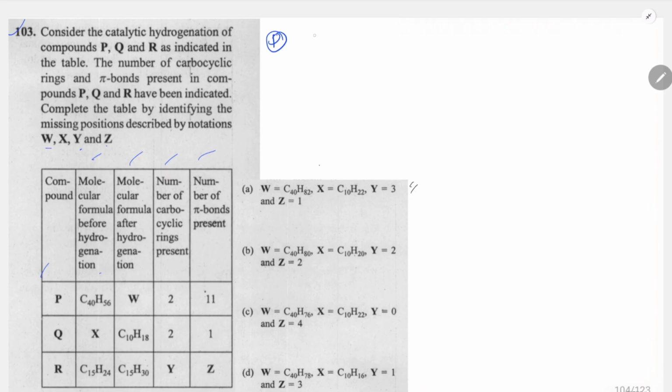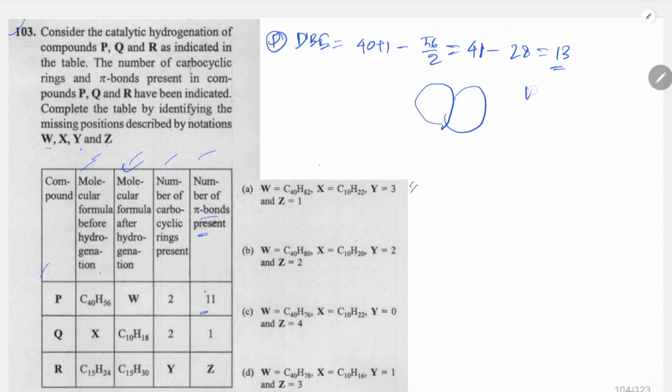let's find the double bond equivalent. Double bond equivalent is equal to the number of carbons, that is 40, plus 1, minus 56 by 2, which is equal to 13. So the double bond equivalent is 13. The number of carbocyclic rings means there are two large cyclic rings present, and the number of pi bonds is 11. So this is before hydrogenation.